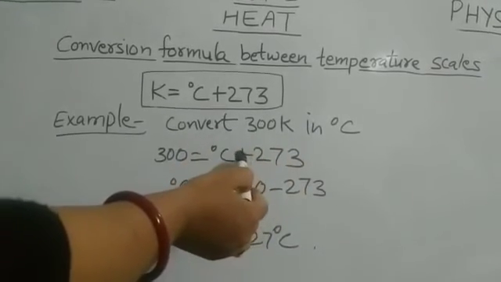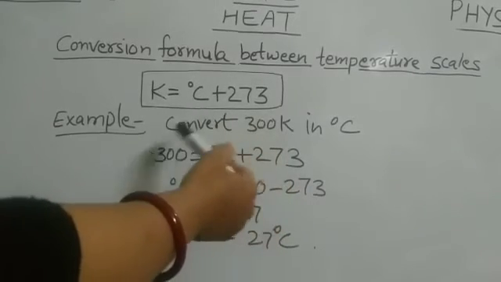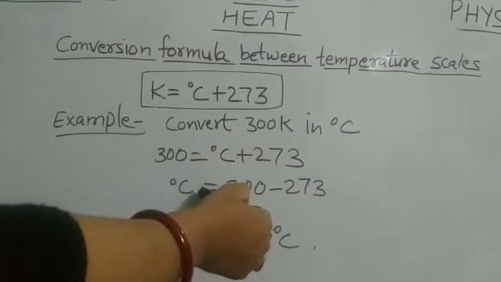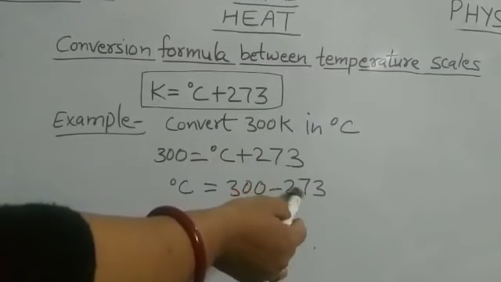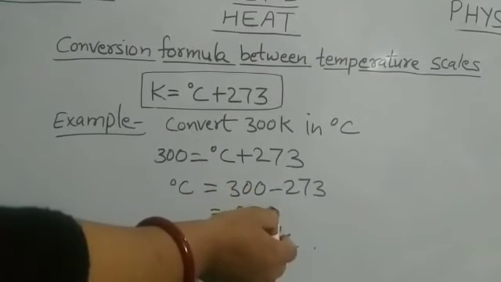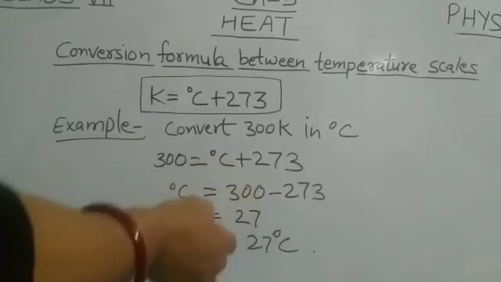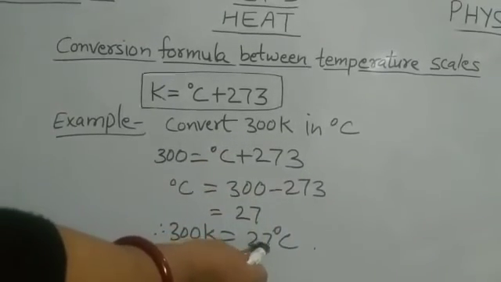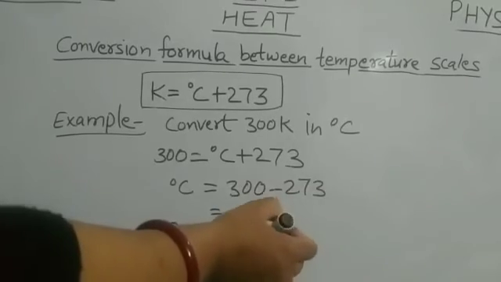Now we will take this to the other side. So degree Celsius is equal to 300 and this will become negative 273. So minus 273 and we will get 27. 300 minus 273 we will get 27. So 300 Kelvin is equal to 27 degree Celsius will be the answer.